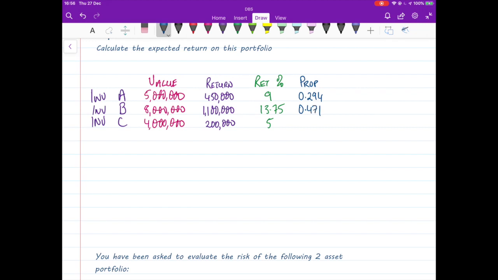We can then take the cash values and divide it by the 17 million. So 5 divided by 17 gives 0.294, and you do the rest for the others. If you then multiply those proportions across by the return, that will give you the expected return of the portfolio.